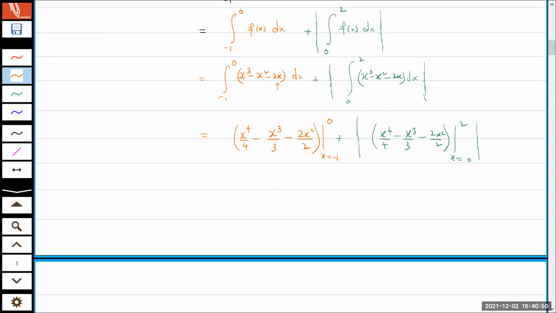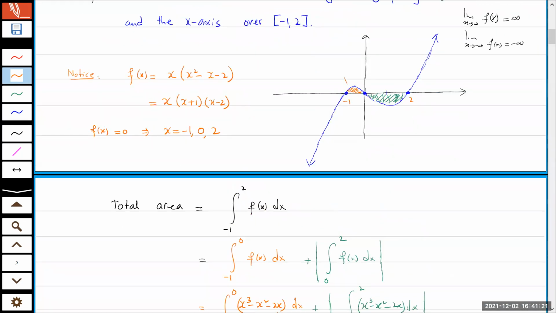Now you see that my upper limit is 0, and every term in my antiderivative has an x in it. So at the upper limit, everything is 0. This is my antiderivative at the upper limit, minus my antiderivative at x equals -1. So (-1) to the 4 divided by 4, (-1) cubed divided by 3, negative (-1) squared, and this is my orange area that we shaded right here.